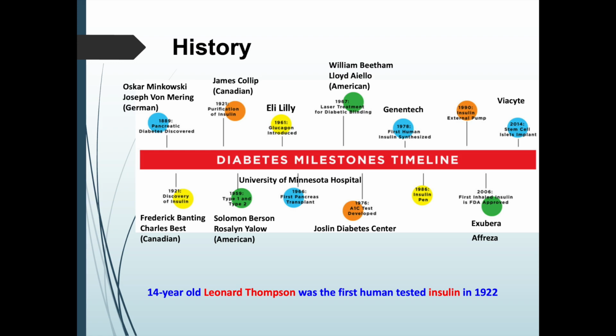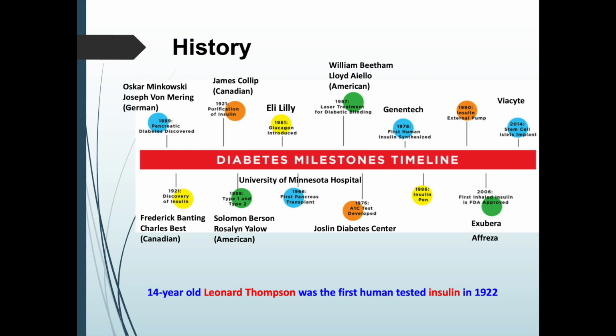Then in the year 1961, glucagon was introduced. Again, I will show in other slides what glucagon is. And in 1966, the first pancreatic transplant was done at the University of Minnesota Hospital. Similarly, laser treatment was done for diabetic patients in the year 1967, and then in 1976, the A1C test was developed at the Joslin Diabetes Center in Boston.